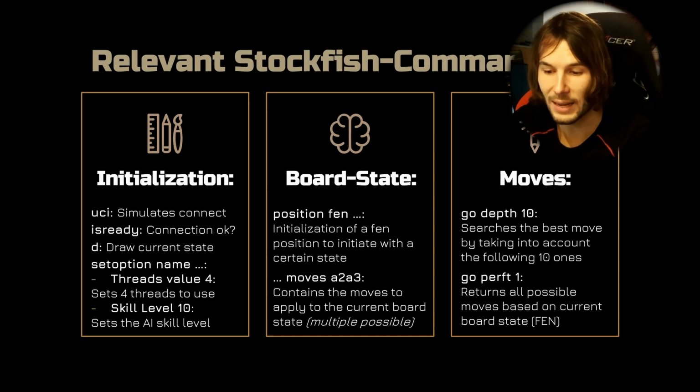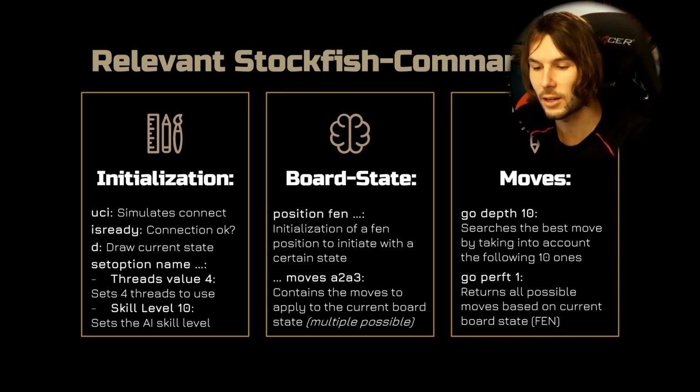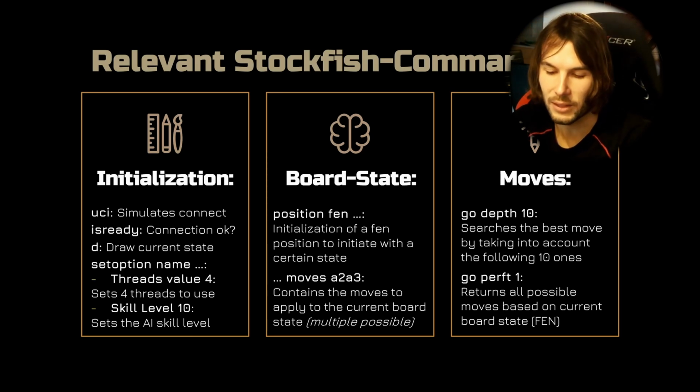So you know UCI now, which simulates a connection. Then we check if this connection is okay using isready. With D, we can draw the current state. So you saw the board representation and stuff like this. And with setoption name, and then we name the option, such as Threads value 4, we set 4 threads to use. Otherwise, we can set the skill level and stuff like that.